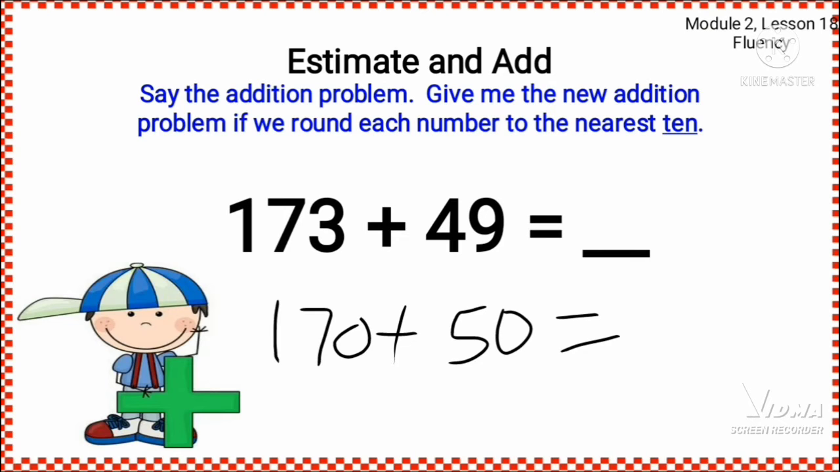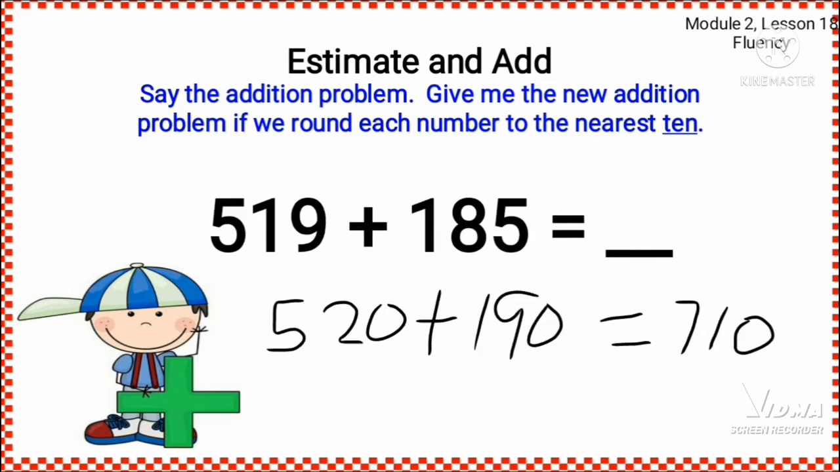Let us round up these numbers to the nearest 10. 173 to the nearest 10 is 170. And 49 to the nearest 10 is 50. So 170 plus 50 is what? What's the answer? 220 is correct.